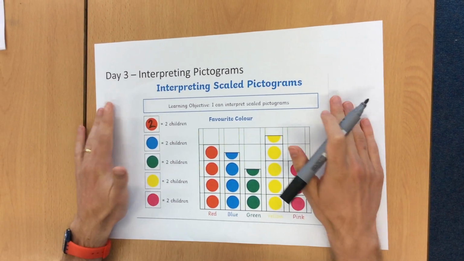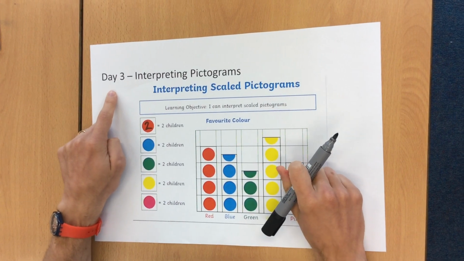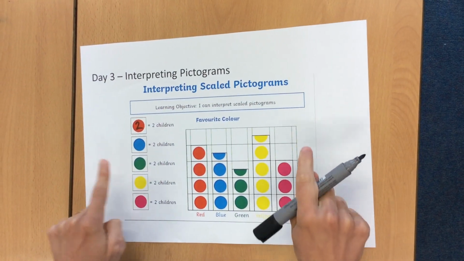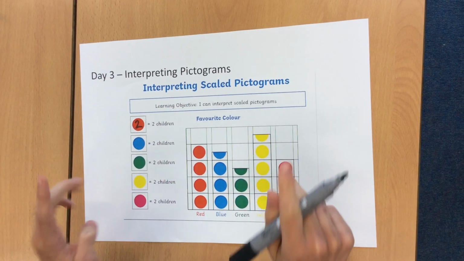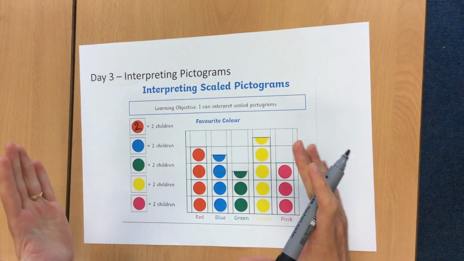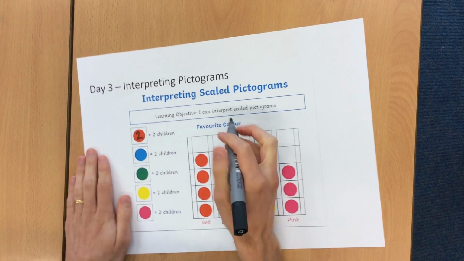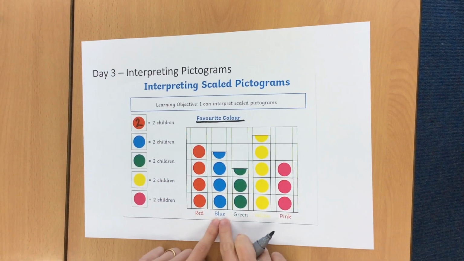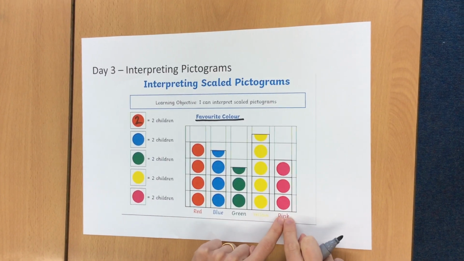Now for today's how-to guide, we're going to be looking at Day 3 Maths, and this is interpreting pictograms. So this lesson is following on from your lesson yesterday on My Maths. So here we have a pictogram, and the title is Favourite Colour. And I've got the different colours here. I've got red, blue, green, yellow and pink.